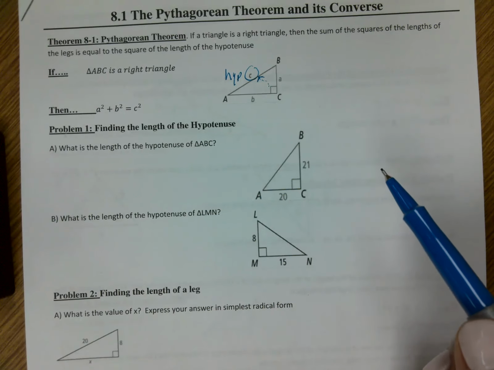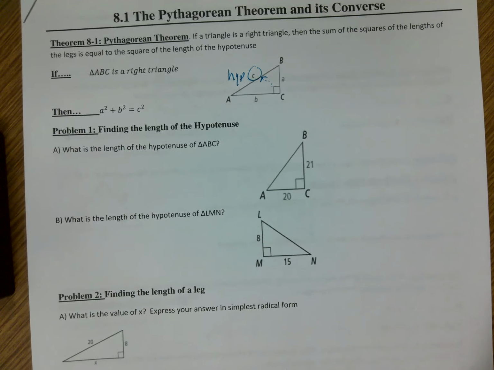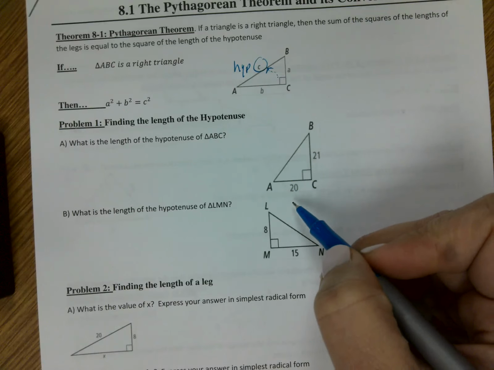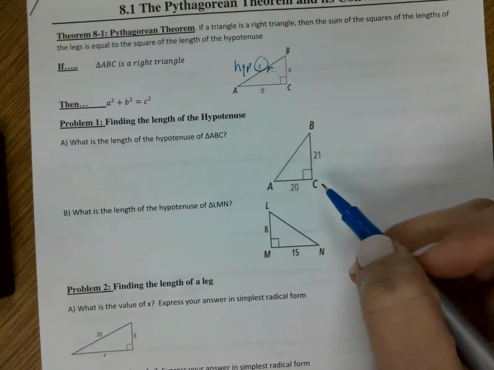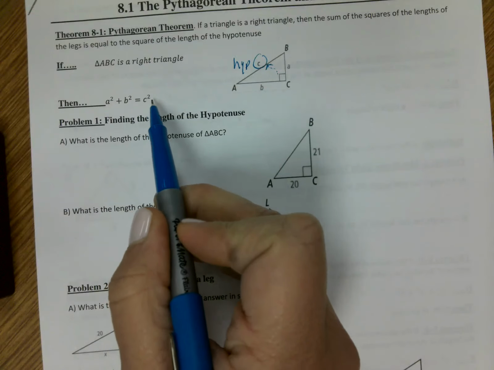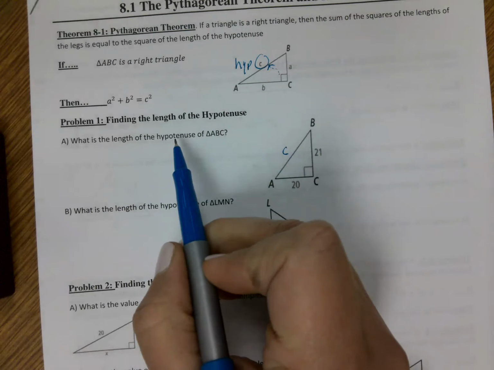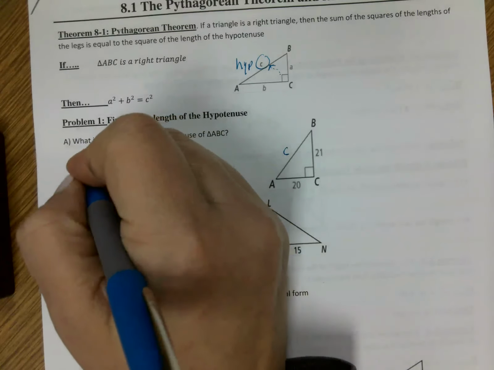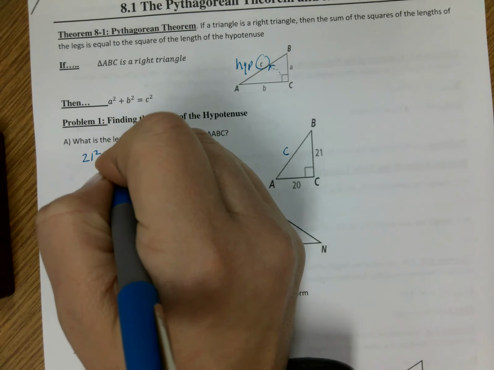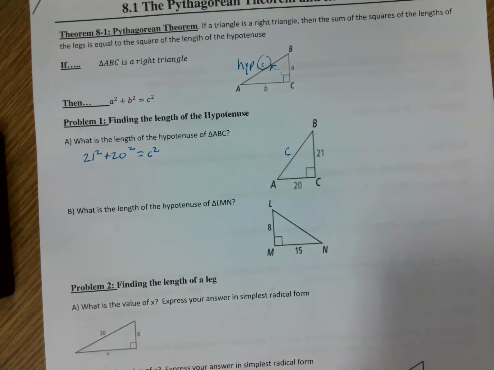Now, when we talk about length, we want the length in simplest radical form. It does not matter which one of these side lengths I have as A or B, because in this equation, the C is the most important. So C is what I'm looking for, the hypotenuse. So I have 21 squared plus 20 squared is going to be equal to C squared.